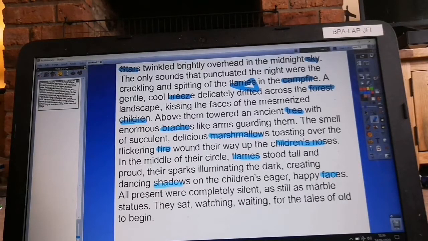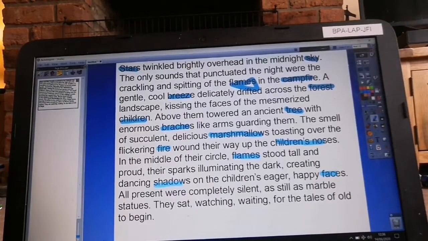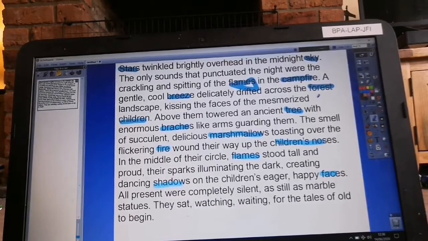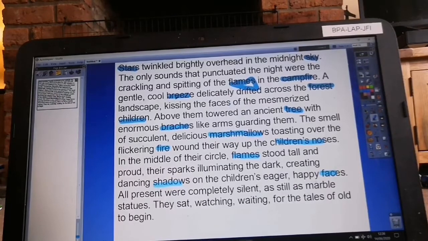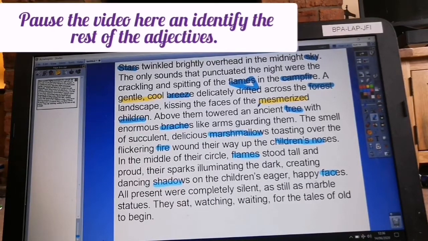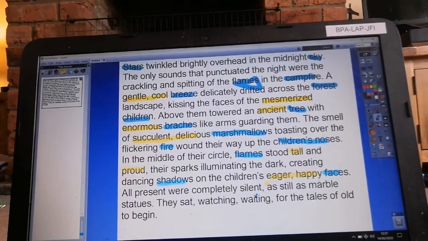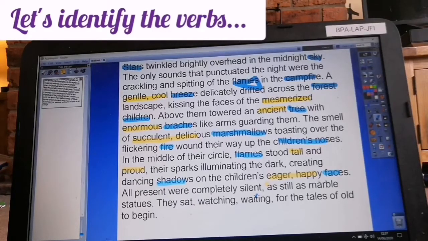So let's go through and have a look at some of the adjectives that the author has chosen to use. Okay, so we have got a gentle, cool breeze. We have got the mesmerised children, so we know what their facial expression looks like. An ancient tree. Those are just some of the adjectives that are used in that text. See if you can spot any more. And now we're going to have a look at the verbs.